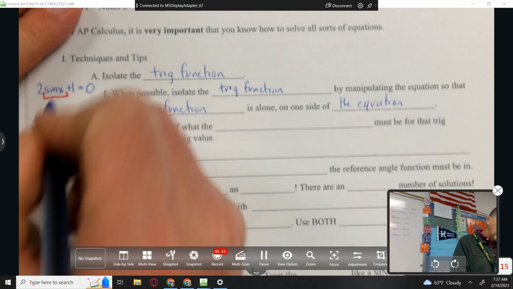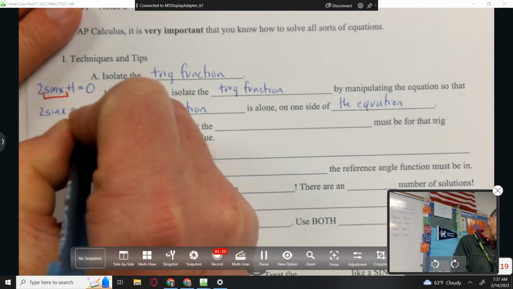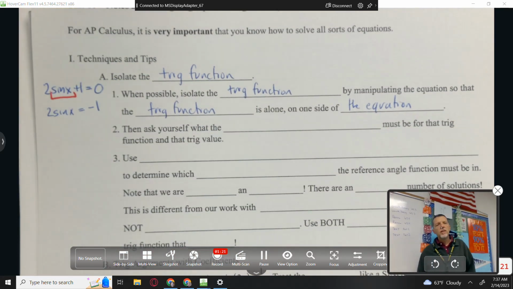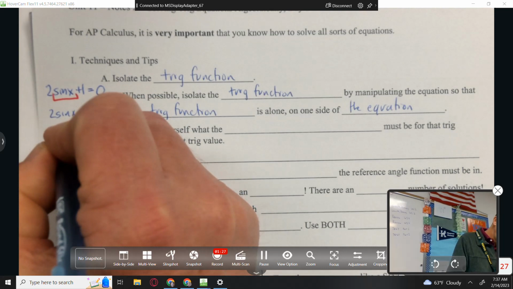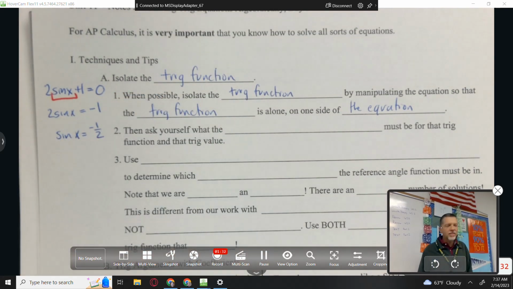So let's subtract the 1. Some of you hopefully do this stuff in one full step now. I subtract 1, move it over, and then divide by 2. Sine of x equals negative 1/2. Now I've isolated the trig function. And now this problem, I think, got a lot easier.